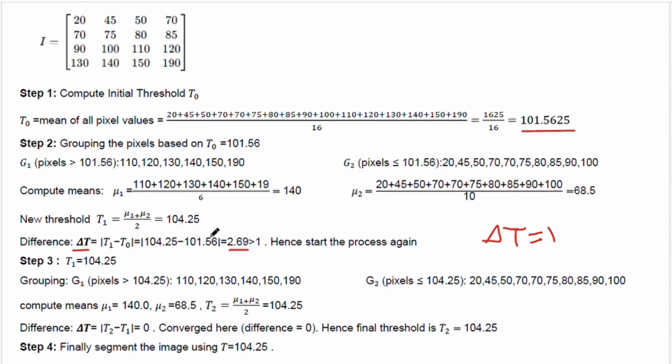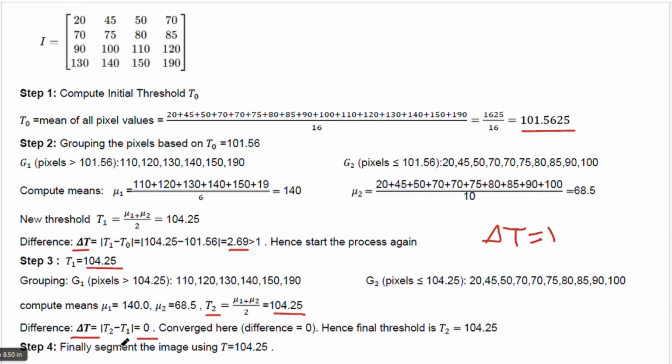Now take this T1, 104.25, as the threshold. Again group the image pixels. These are the pixels in group 1 and these are the pixels in group 2. Again find mu1 and mu2, then go for T2. Remember, this step is based on the threshold 104.25 and the previous one is based on the threshold 101.56. Then find another threshold T2, that is (mu1 plus mu2) by 2, which is 104.5. Then again find the difference, and it becomes 0.